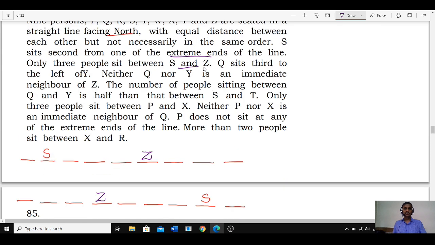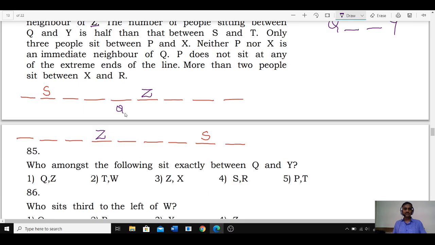And next one, Q sits third to the left of Y. Neither Q nor Y is an immediate neighbor of Z. Q and Y cannot be at this place. Then Q cannot be in these 2 places. If Q is here, Y must be beyond these 9 positions. Not possible. Hence Q cannot be at any one of these places.